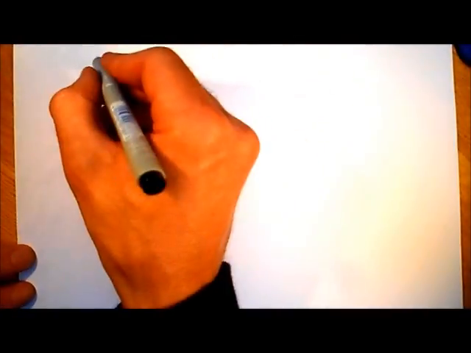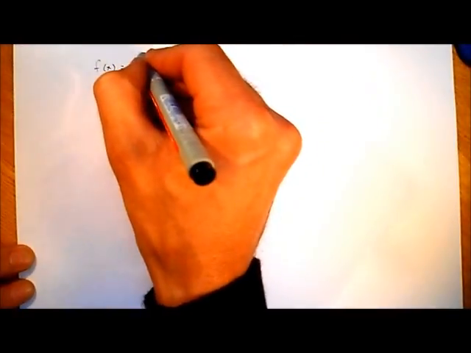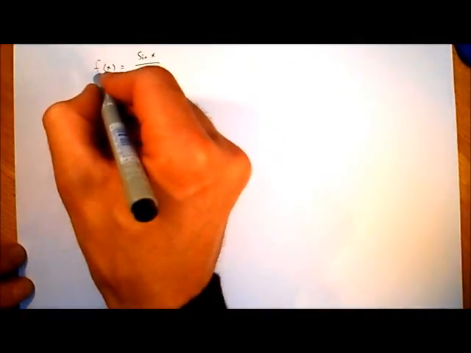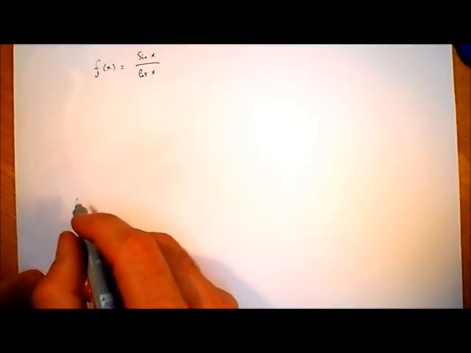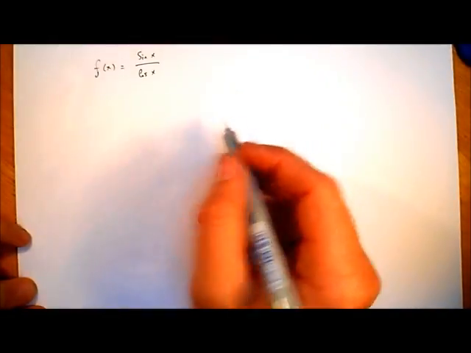Okay, let's look at a slightly harder example. So let's say f of x is equal to sine x over cos x. So f of x is sine x over cos x, and we want to find f dash x. So first thing you'll notice is that we have a quotient here, so we have to use the quotient rule.